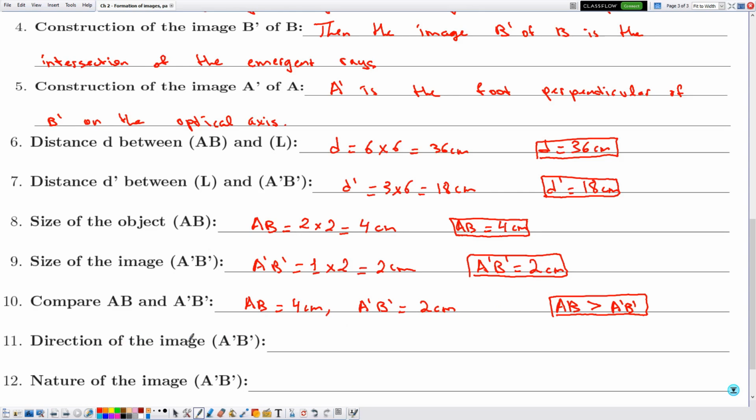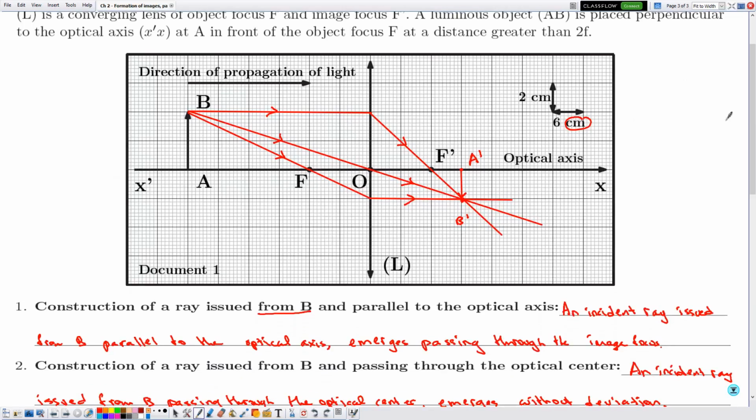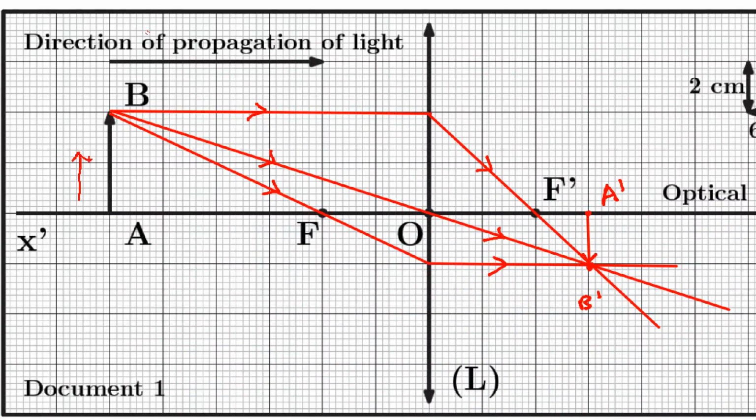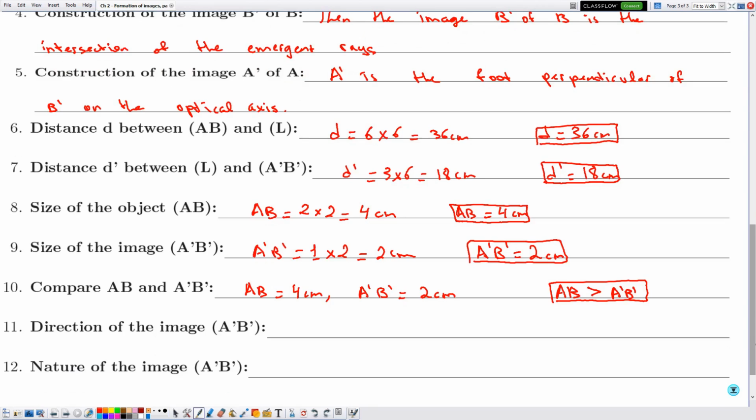And now in number 11, they are telling me the direction of the image A prime B prime, so we need to say whether it's inverted or erect. So notice that here the object AB is pointing upward and the image A prime B prime is pointing downward, which means that the image A prime B prime is inverted with respect to the object AB. So let's say that it is inverted with respect to the object AB.